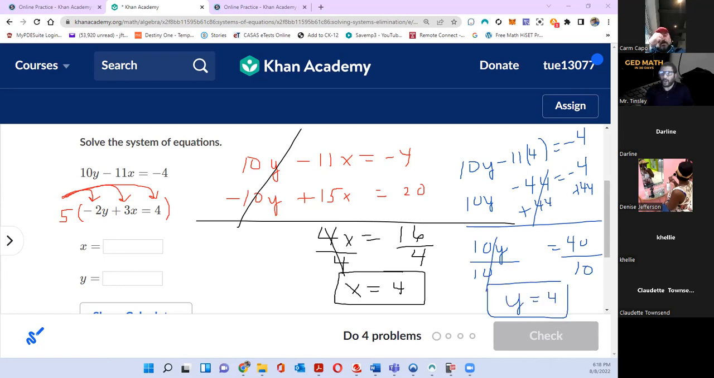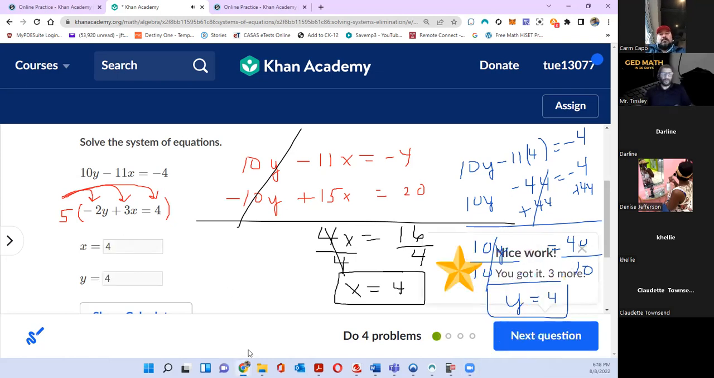So we go into our Khan Academy. We said x was 4, y was 4. Let's check it. There you go. So this is another resource that you can use. You can use Khan Academy.